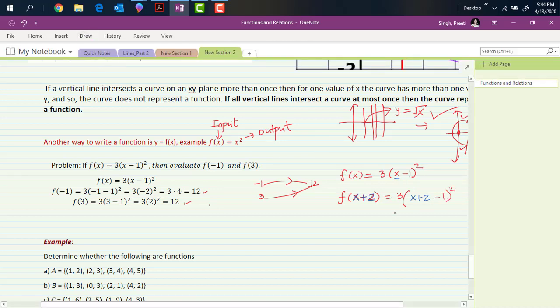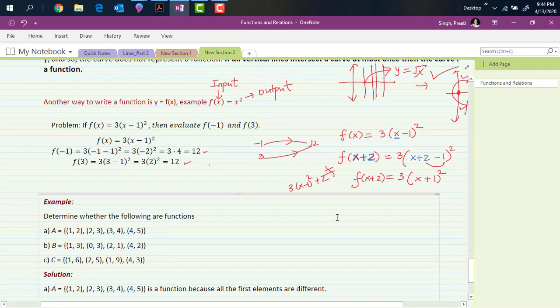Minus 1 whole squared, which becomes 3, combine these two, which is 1. So it becomes 3 times (x plus 1) whole squared. It's a totally different function. f of x plus 2 becomes 3 times (x plus 1) whole squared. So f of x plus 2 is not the same as just writing 3 times (x minus 1) whole squared plus 2. No, your input is changed. Input has become x plus 2. If you remember the left shift, this is x plus 2.